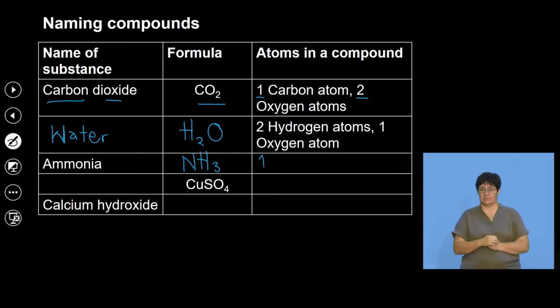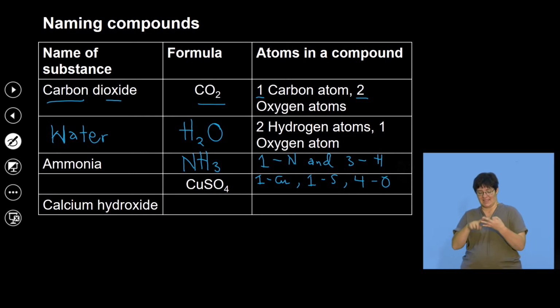So 1 atom of nitrogen, okay? And in this case, 3 atoms of what? Hydrogen, all right? That's what it says. And then from this formula, we are able to work backwards and actually determine the name of the substance. This substance consists of 1 copper atom, and then 1 sulfur atom, and then 4 oxygen atoms, okay?